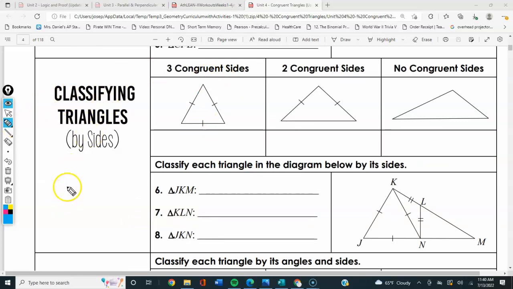Alright, so now what if we want to classify these triangles by sides, not by angles? Well, this one's even more straightforward. If I have 3 congruent sides, 1, 2, 3, that's all of them, that's equilateral. Now, if I have 2 equal sides, that's good old isosceles. That's an isosceles triangle. And if there's no congruent sides, that's scalene.